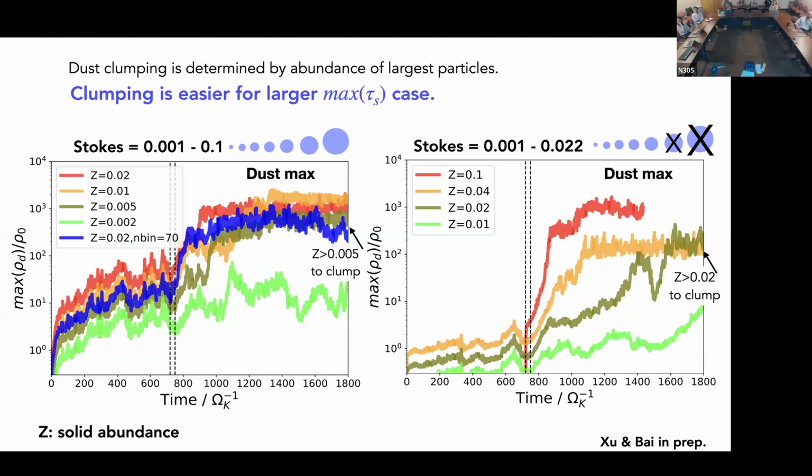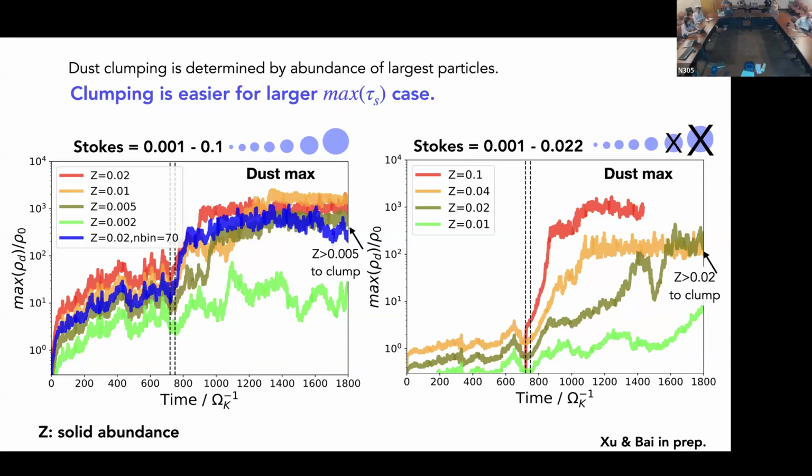Now the biggest Stokes number is 0.02 instead of 0.1. We again try different metallicities, and this time the metallicity required for clumping is 2%, which is much higher than before. So this is telling us that the clumping is basically determined by the abundance of the largest particles in the system. If we have a larger maximum Stokes number in the system, the clumping will be easier. If we have a smaller maximum Stokes number, then clumping will be harder.